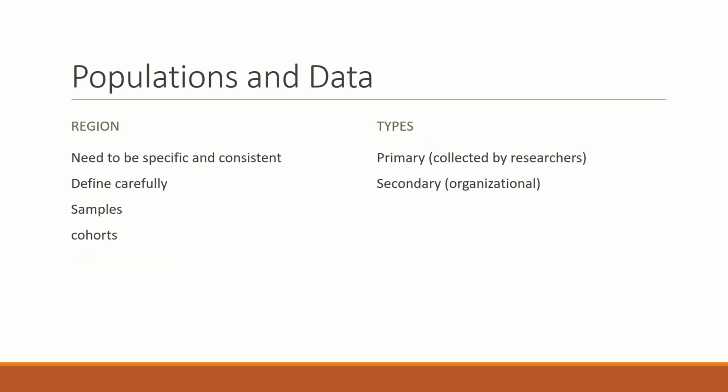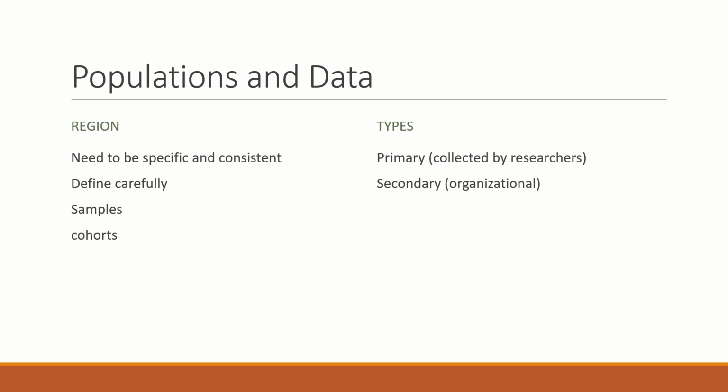Okay then, let's take a look at some details about population and data. When you're dealing with a research region or study focus, you need to be specific and consistent across your data set. It has to be defined carefully. It has to include appropriate samples and delineate or differentiate different cohorts or different population groups.